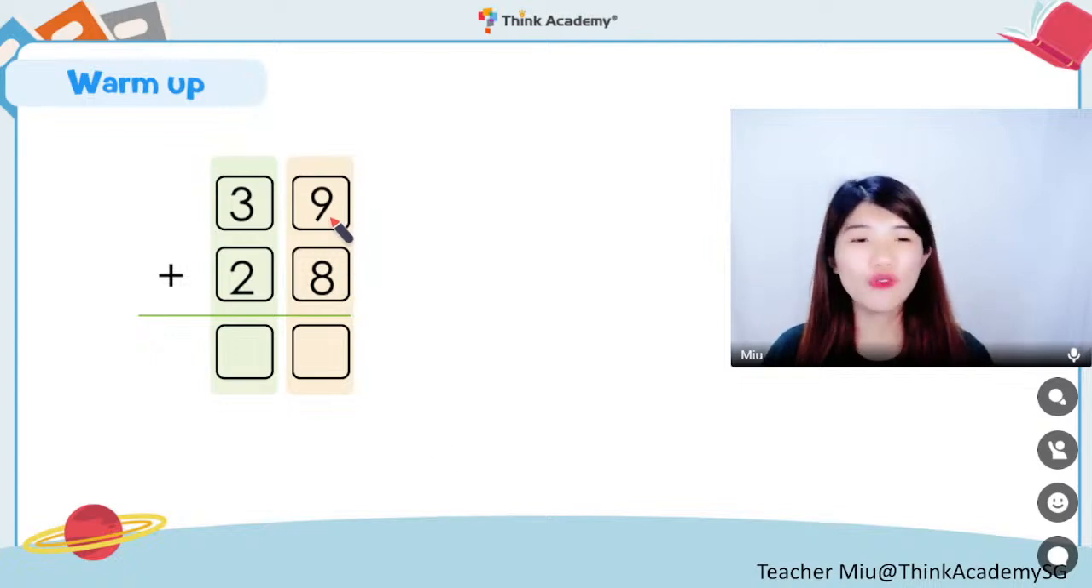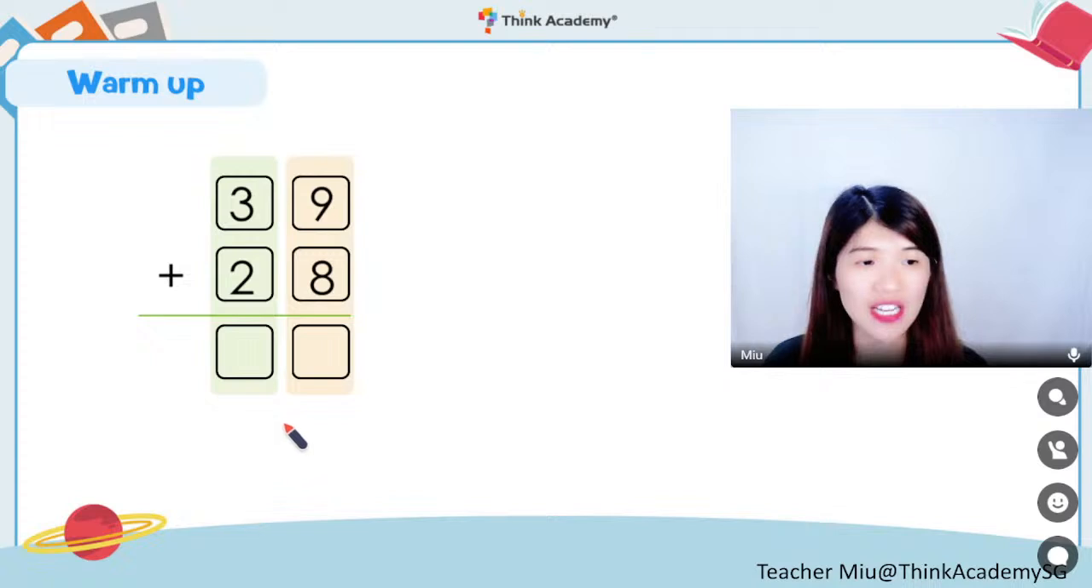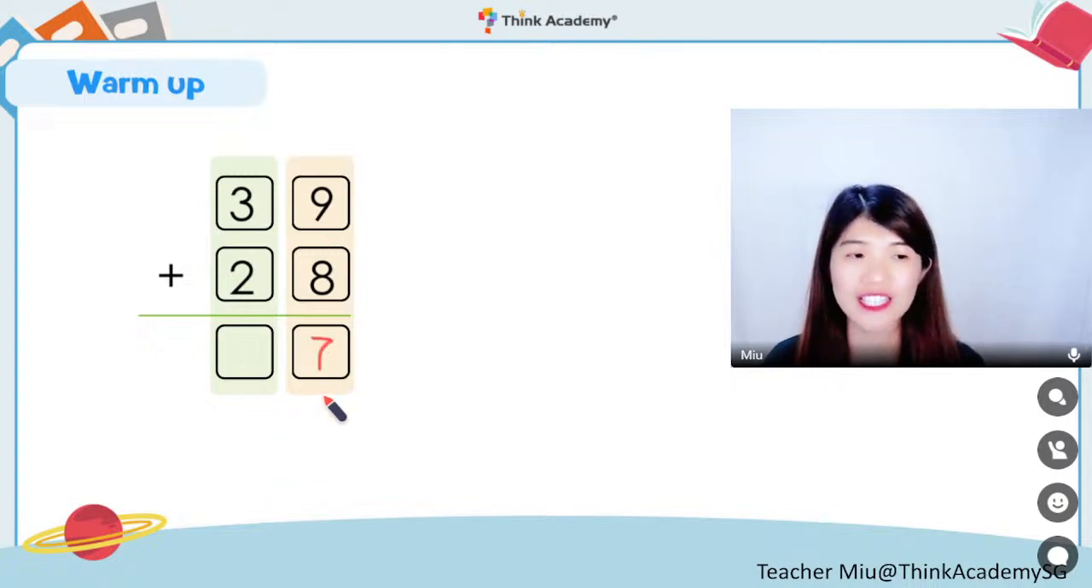So for ones place, 8 plus 9, that gives me 17. What should I put here? Should I put a 1 here or put a 7 here? It should be a 7, because it's a ones place, so I should put a 7 here. So this is a 7. But what about the 1? It's not 7, it's 17. We still have 1 tens there. So where should I put that one?